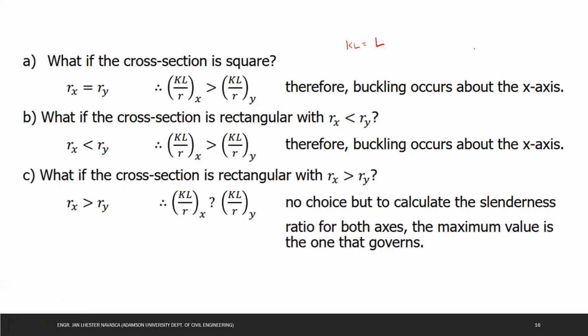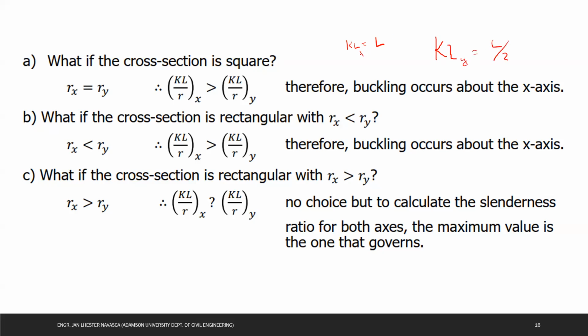Why does it always change on the eraser? My goodness, why? Your KL in the y-axis, K is L over 2.